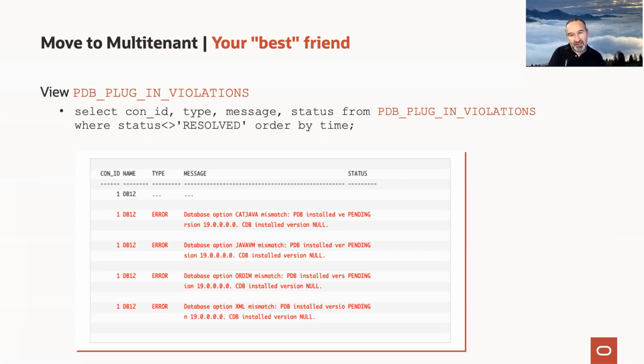Okay, PDB installed, version 19.0.0.0. So my PDB has CATJAVA. CDB installed version null. It doesn't have it. So the PDB has more options than the CDB. I can't plug in. An error must be solved. Otherwise, you can't open your PDB unrestricted. Whereas there may also be a lot of warnings inside, and a lot of the warnings don't mean anything. Like your PDB has an SGA target of 1 gig and the CDB has an SGA target of 20 gig. Yes, it's often not really useful.